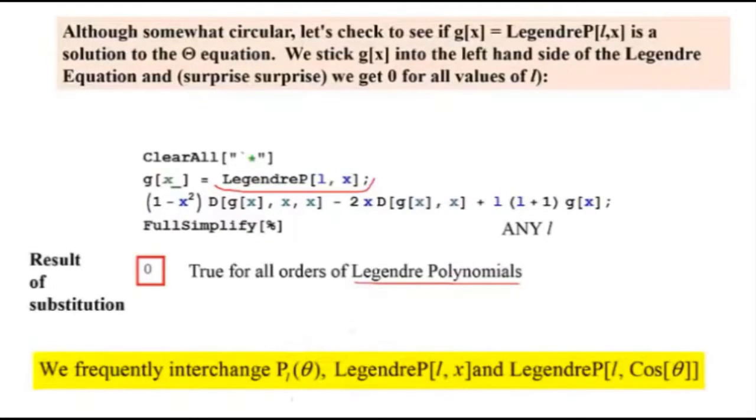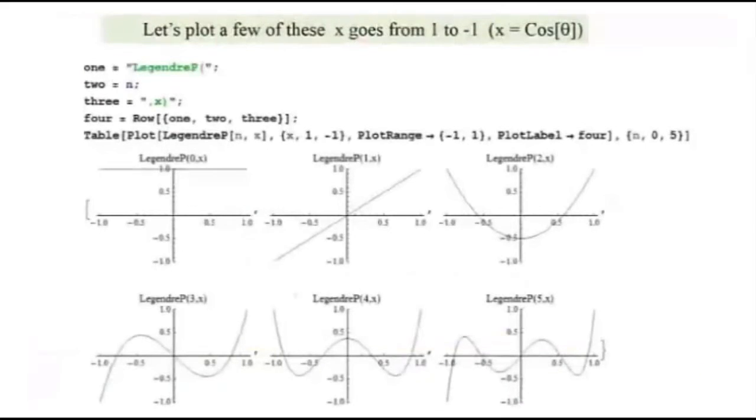You've seen these various notations. This is a common one for the nth order Legendre polynomial, just a P without any notation. This is the same thing given in terms of x, and this is the same thing given in terms of theta. We'll use those interchangeably. Let's see what they look like.